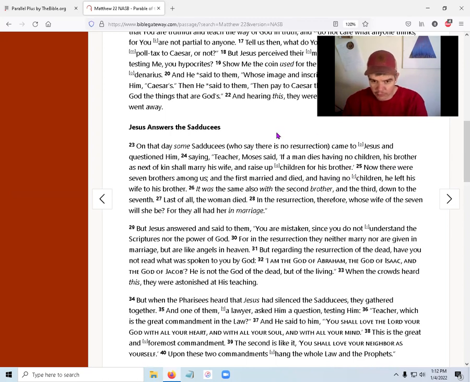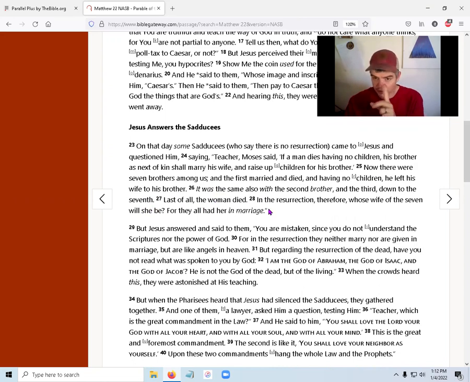Let's go back to verse 24. If a man dies having no children, his brother, as next of kin, shall marry his wife and raise up children for his brother. It was also the same with the second brother. So the second brother died with no children, and the third brother died with no children, down to the last, the 7th. Last of all, the woman died. In the resurrection, therefore, whose wife of the 7 shall she be? For they all had her in marriage.